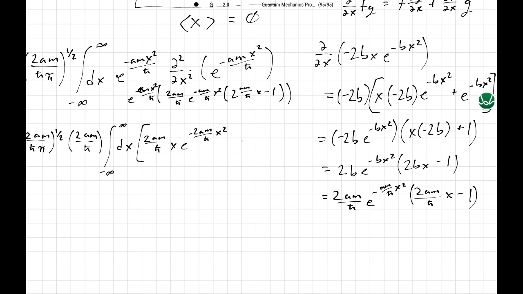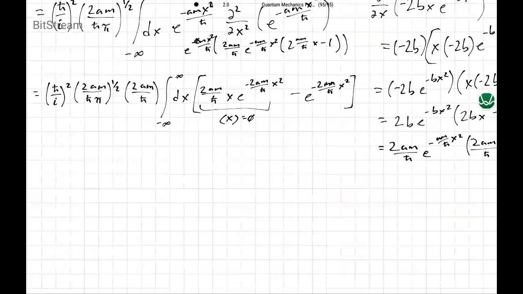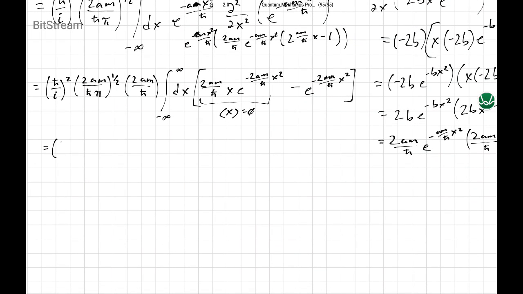And then our second term is going to just be minus e to the negative 2ma over h bar x squared. Okay, so we can break that apart into two integrals. This one is just going to be the expectation value plus some junk out there, so that just equals 0. Already I think I figured out where I went wrong before, so hopefully this is going to simplify better than it did before.